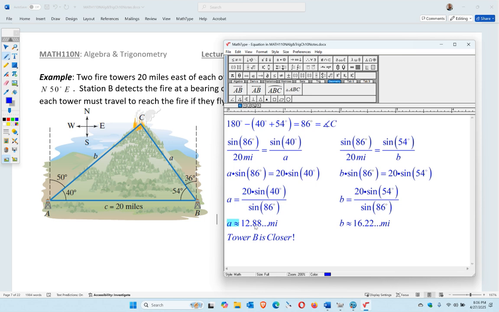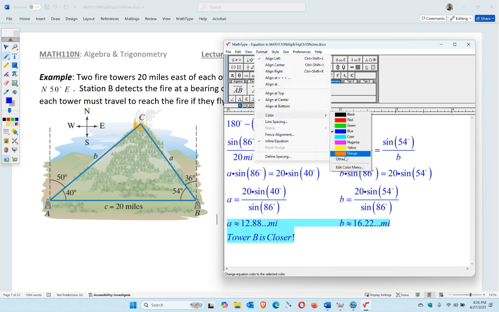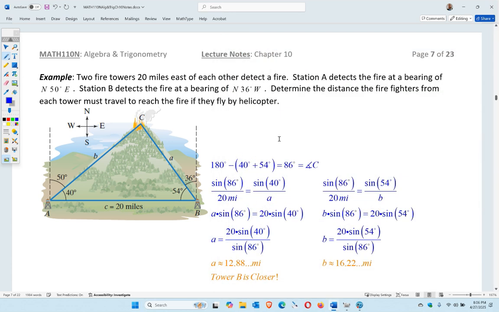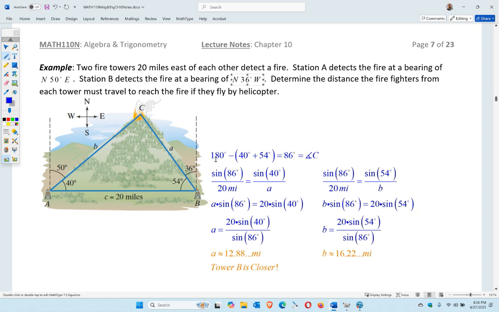So they're going to fly helicopters to go put that fire out. B is going to be closer. Okay. All right. So that uses bearing, which we'll be using throughout the remainder of the chapter. Pretty usage. You want to draw your north-south, basically.